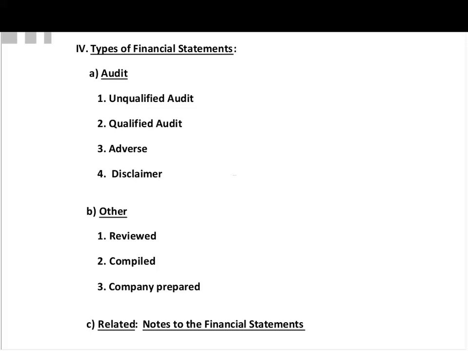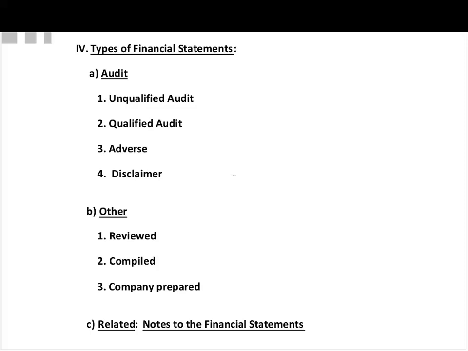What's qualified? The next level down. Everything's clean, but maybe 1 or 2 violations of GAAP. What is adverse? Multiple violations of GAAP. Multiple. What's a disclaimer, number 4? I put in your notes the word run. The books are so messed up that the CPA cannot and will not issue an opinion. I just put the word run the other way.